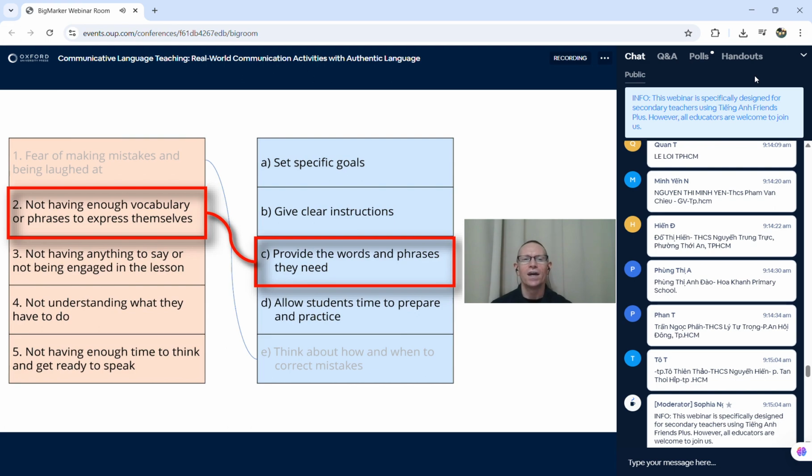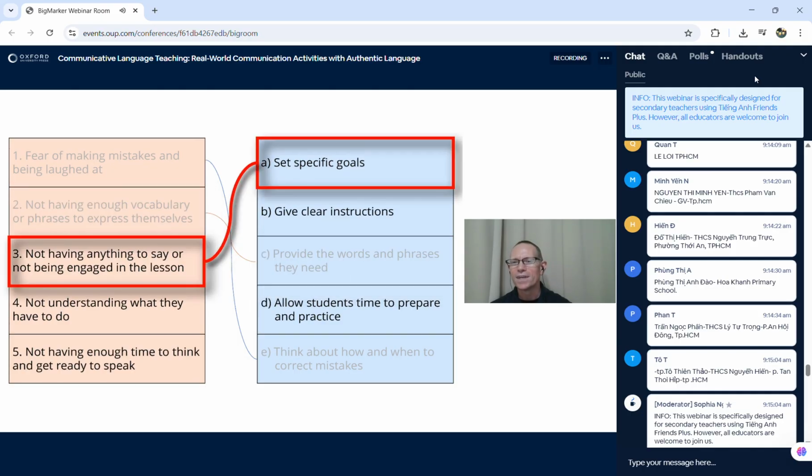Number 3, many of you have chosen A. If students don't have anything to say or they're not engaged in the lesson, we should set specific goals. Yes, that is the answer that I had here. Some of you have chosen E for that. That can be useful as well. But the answer that I had in mind for 3 is A. We should set specific goals.